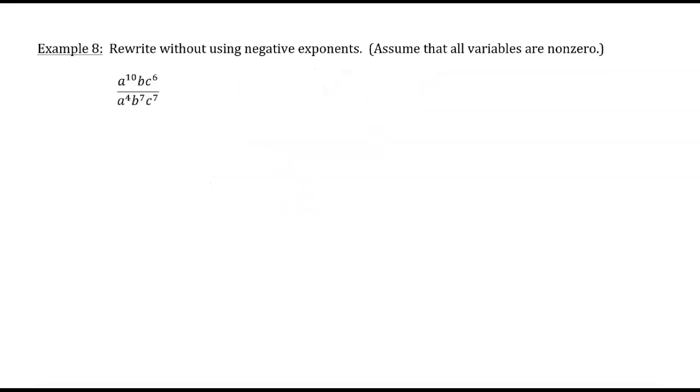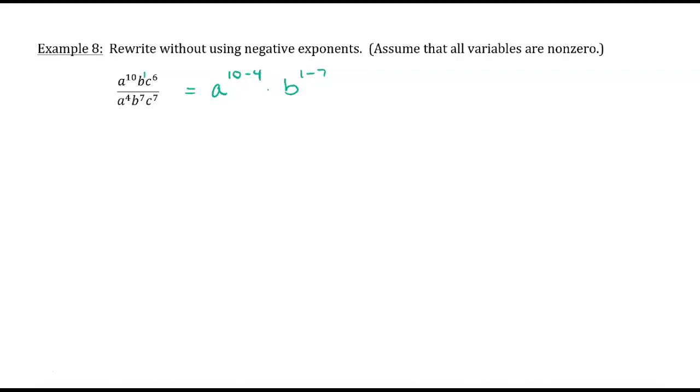In example 8, let's look at one variable at a time. First, let's think about a. We have a to the 10th in the numerator and a to the 4th in the denominator. We could simplify this and write it as a to the 10 minus 4. Now let's look at b. We have a b to the 1st power in the numerator and a b to the 7th power in the denominator. So we can rewrite this as b raised to the exponent of 1 minus 7.